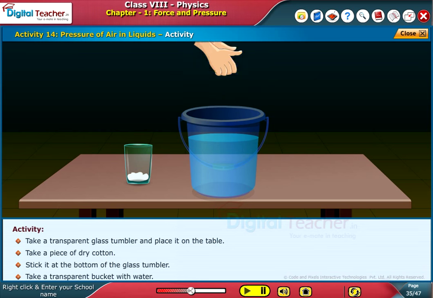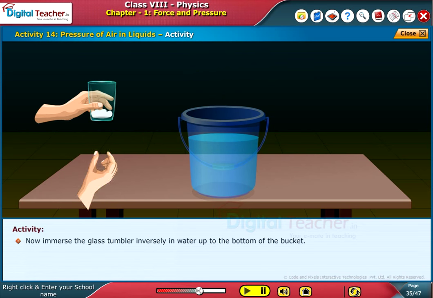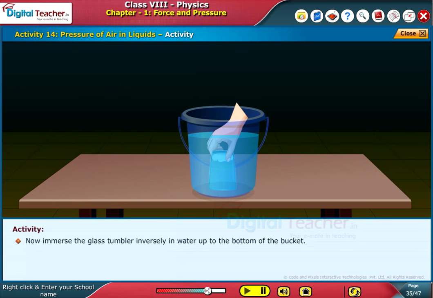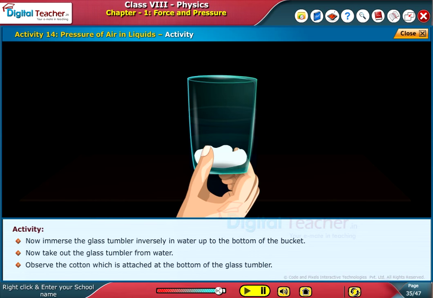Take a transparent bucket with water. Now immerse the glass tumbler inversely in water up to the bottom of the bucket. Now take out the glass tumbler from water. Observe the cotton which is attached to the bottom of the glass tumbler.